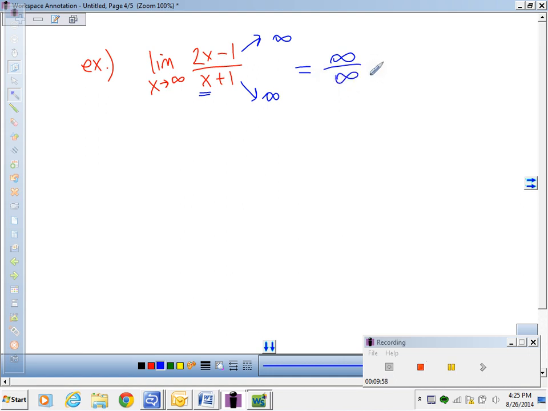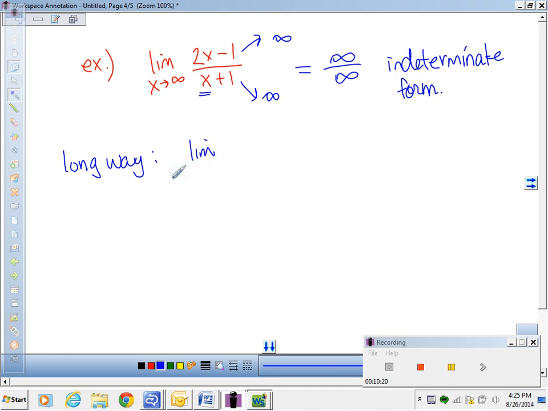So this gives me something equal to infinity over infinity. And this is called an indeterminate form. So that means I can't do anything with it. So I'm going to show you the long way to do this. Okay, here's the long way, and that you learned in pre-calc. The long way to do this is you find the limit as x approaches infinity. I'm going to divide my numerator by x, and I'm going to divide my denominator by x. So I'm going to get 2x over x minus 1 over x in my numerator, and in the denominator I'm going to get x over x plus 1 over x.